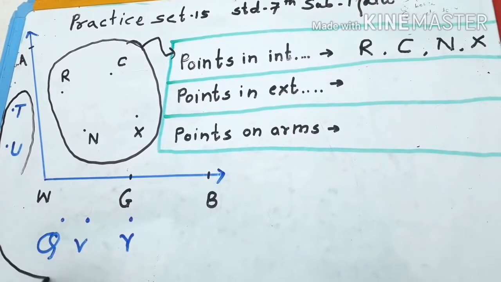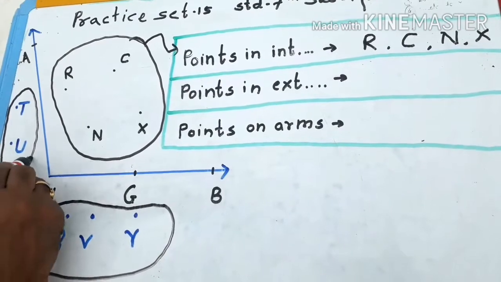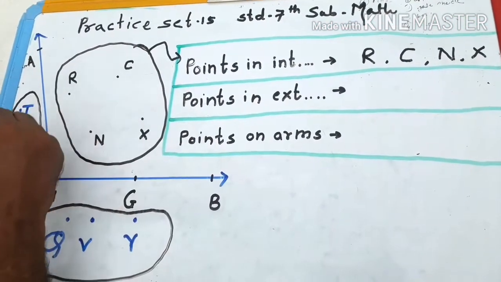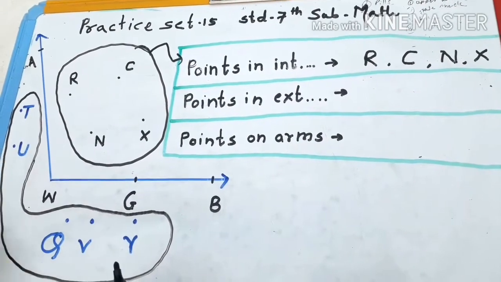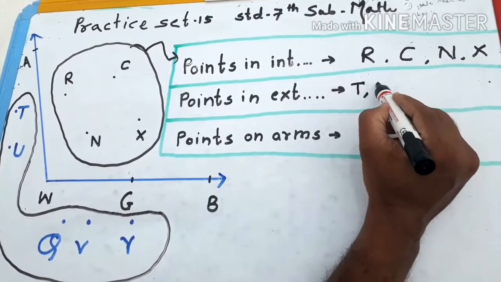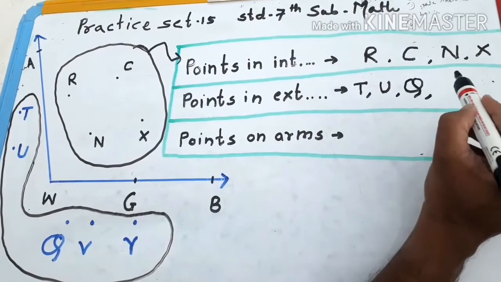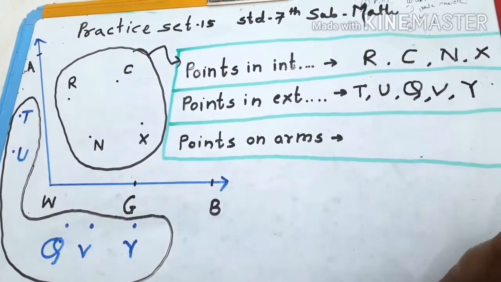Look at this figure. This is the interior side of the angle and this is the exterior side of the angle. So these points are the exterior points. Here is point T, point U, point Q, point V, and finally point Y.